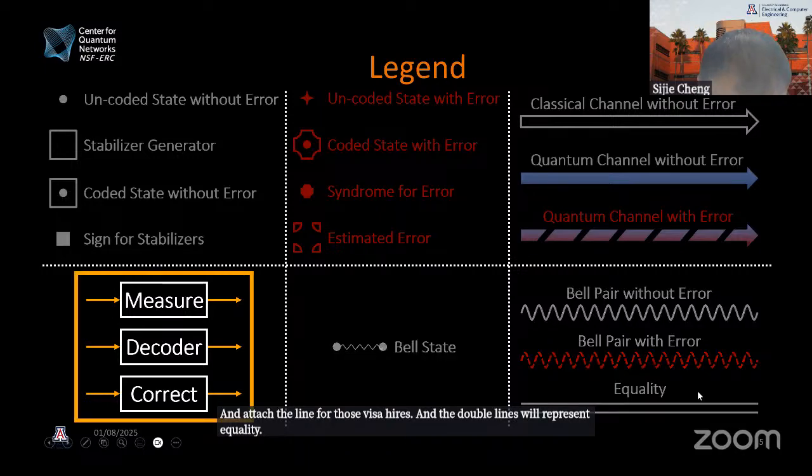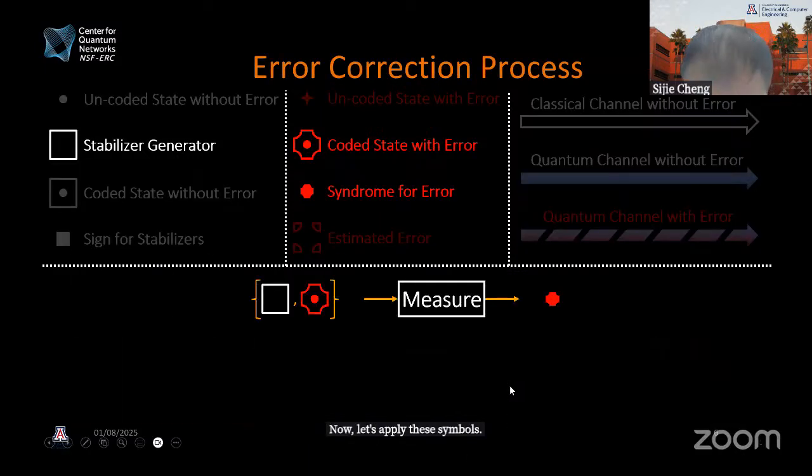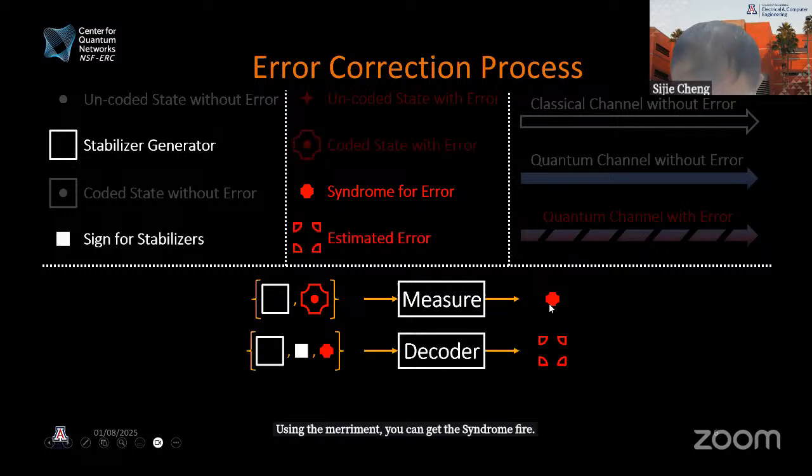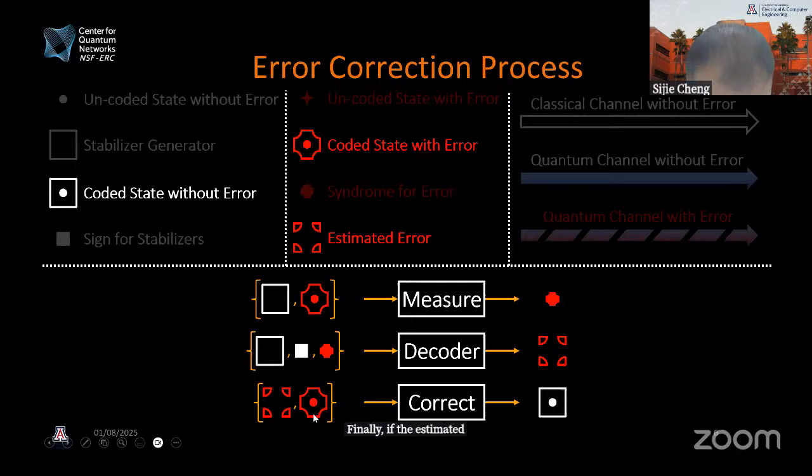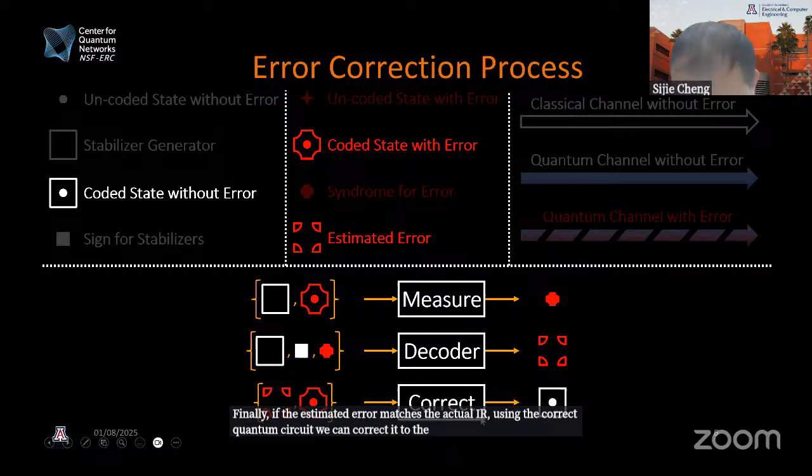Now, let's apply these symbols to some previously discussed concepts. First, given the stabilizer generators and a coded state with error, using the measurement, we can get the syndrome for error. Second, given stabilizers, the sign for stabilizers, and the syndrome for errors, using a decoder, we can get the estimated error. Finally, if the estimated error matches the actual error, using the correct quantum circuit, we can correct it to get the coded state without error.